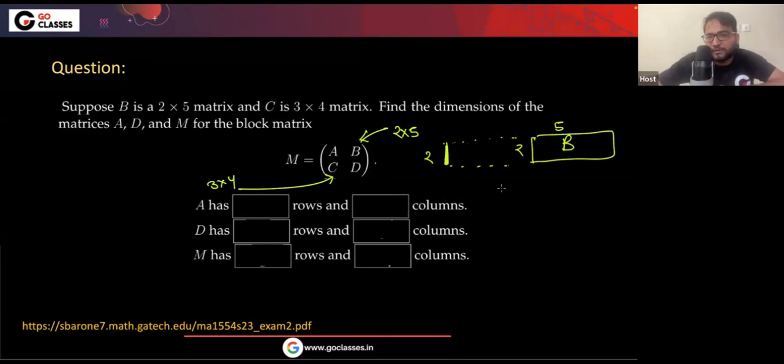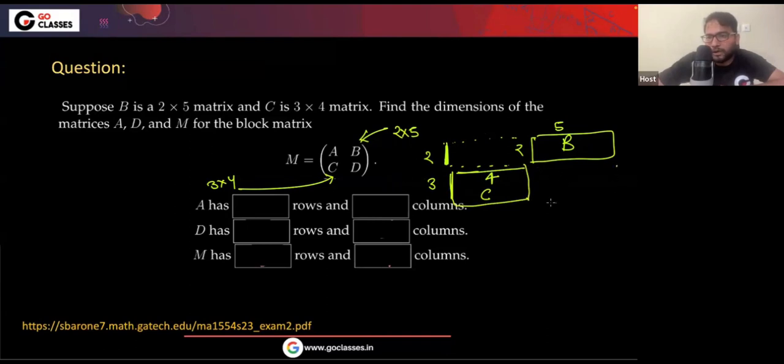Now C is given to us as 3 cross 4. So which means there are 3 rows. And here the number of columns is given, right? Here the number of columns is given to be 4. If this is 4, then this must be 4, right? Okay. So basically, this is given to us, which is 4. And now they're asking about D. So this is C. Okay, this is C. Now they're asking about D also and A also.